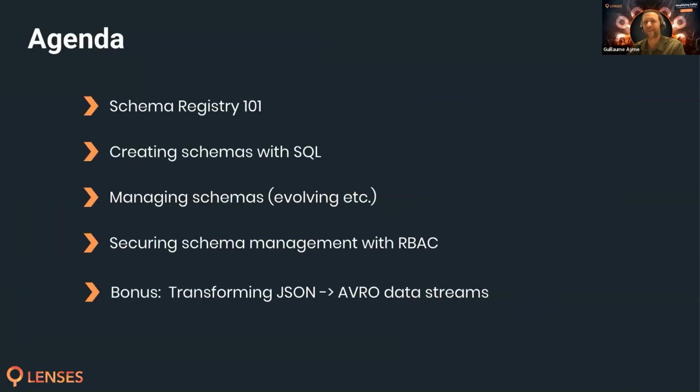So first thing we're going to cover is just a 101 of Schema Registry. I'm assuming that most people have a basic understanding, but just in 3 minutes, we'll summarize. Then we're going to show you how you can create schemas using SQL. Seems a bit weird, but it's a really cool feature that we have. Then managing schemas, such as evolving them. Then, of course, we have to think about how you secure those schemas, so we're going to touch on security. And then if we've got a bit of time, we're going to show you a really cool bonus feature of how you can transform a JSON event or JSON stream into an Avro stream using our SQL processor engine.